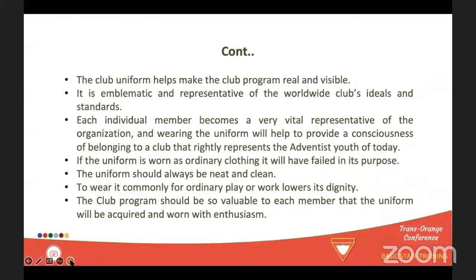I have heard the kids when they are marching on the streets, whether it's Pathfinder or adventurer, they'll be singing everywhere you go. People want to know who we are. So you must be proud of who you are, and when you are wearing it, you must feel that, yes, I'm a Pathfinder or I'm an adventurer. And it's very important for each and every child to have a uniform so that they don't feel left out, so that they don't feel like the odd ones out. So let's make sure that all our club members have a uniform, especially when we are all required to be in uniform. Next slide.